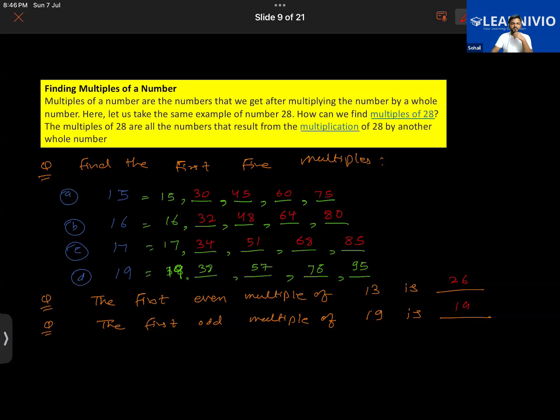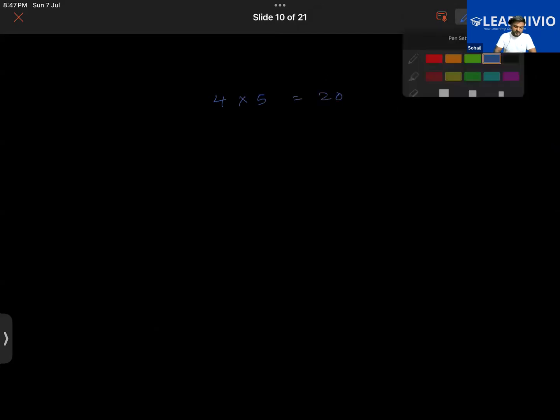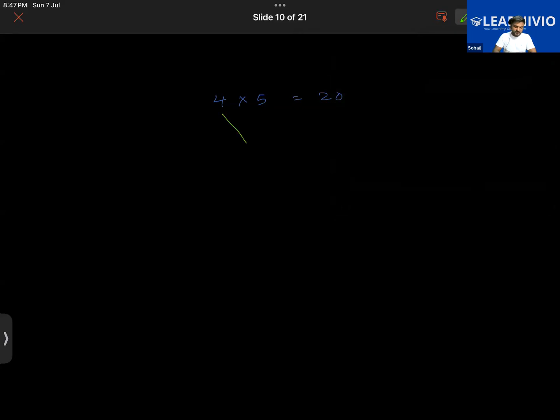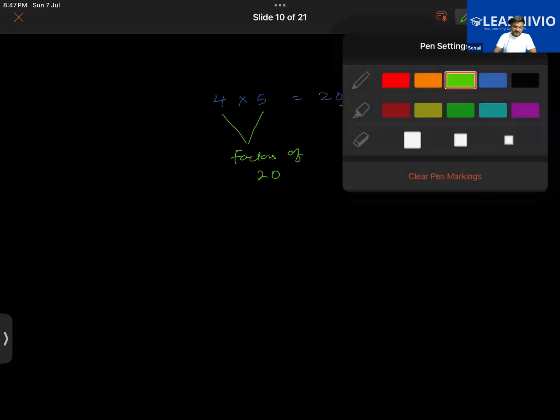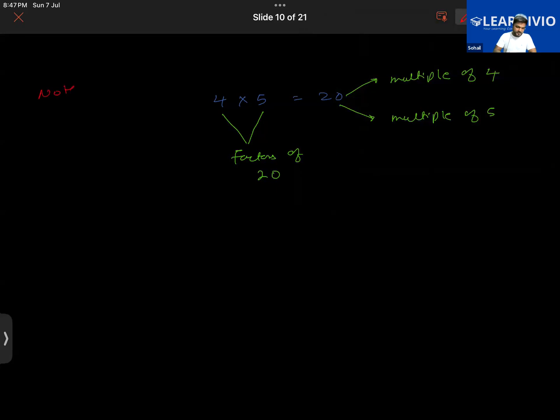For example, say we have 4 multiplied by 5, that gives you 20. So here, 4 and 5, what are they? 4 and 5 are factors of 20, right? And we can say that 20 is a multiple of 4. It's a multiple of 4 and it is also a multiple of 5. So that is another important thing we have noted here.